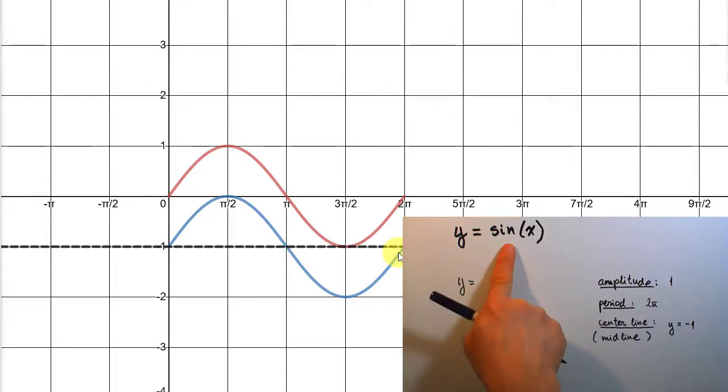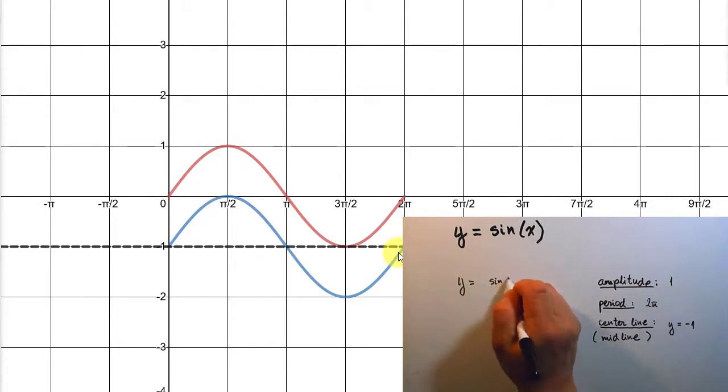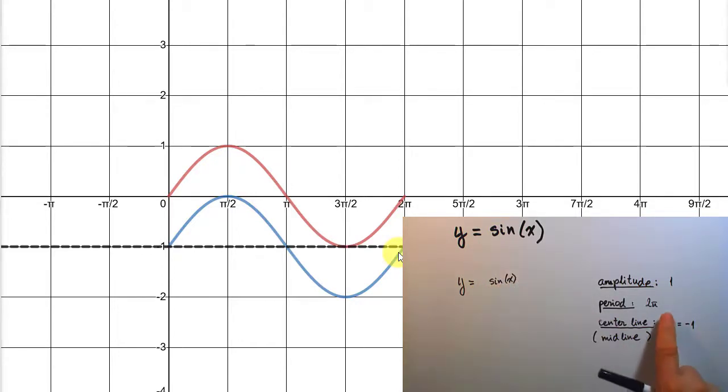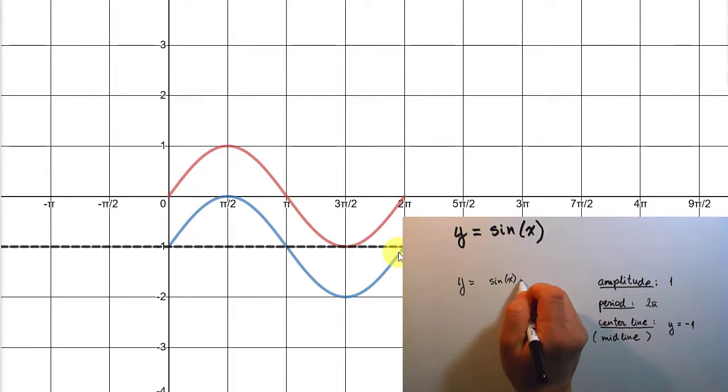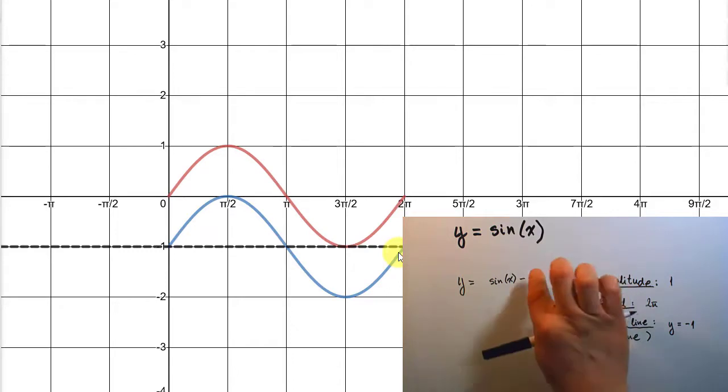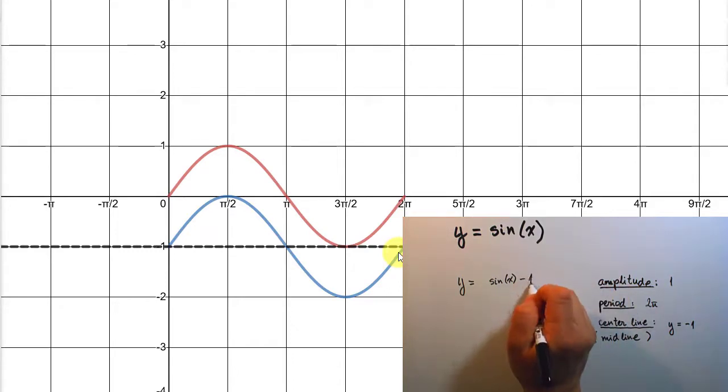So the same shape remains, so that must be the sine of x. The same shape means the amplitude has to be the same, and the interval has to be the same. But this time, since the animation showed that we stopped by moving down to the center line y equals -1, my graph here has to be sine of x minus 1. I purposely approached this example this way so that you can see that sometimes that's how we recognize what transformation is happening in a particular graph.